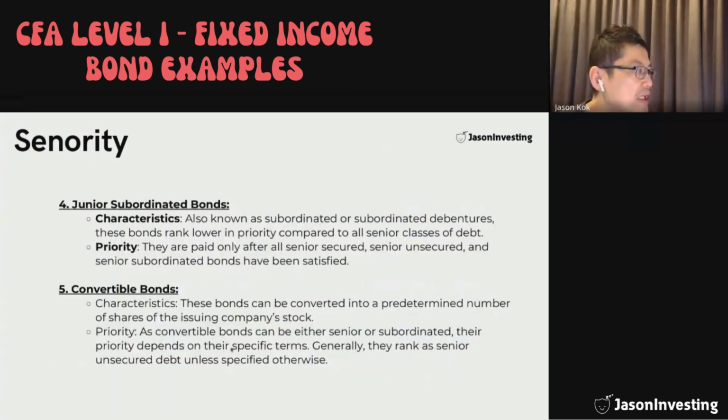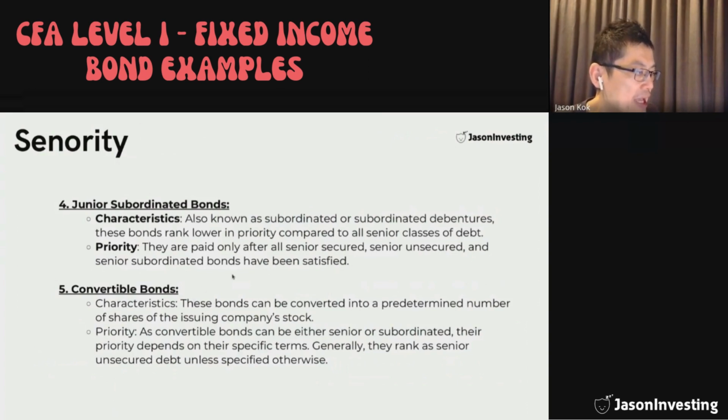The junior subordinated bonds, in terms of plain vanilla bonds, are the most junior. They are known as subordinated debentures. These bonds rank lower in priority compared to all senior classes of debt. And these are only paid after all the senior bonds have been satisfied.